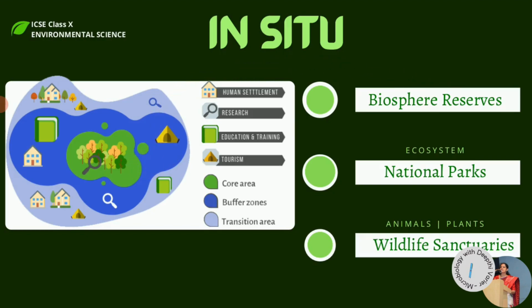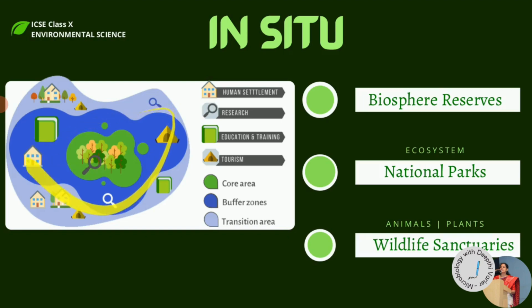You can see over here, there are 3 zones that are demarcated. The innermost zone is the core area. The core area is where you will only have research activity. If there are any scientists who want to work on that particular region to know more about the plants and animals there, only they can work in the core zone. No other humans are allowed. Absolutely zero interference by human beings.